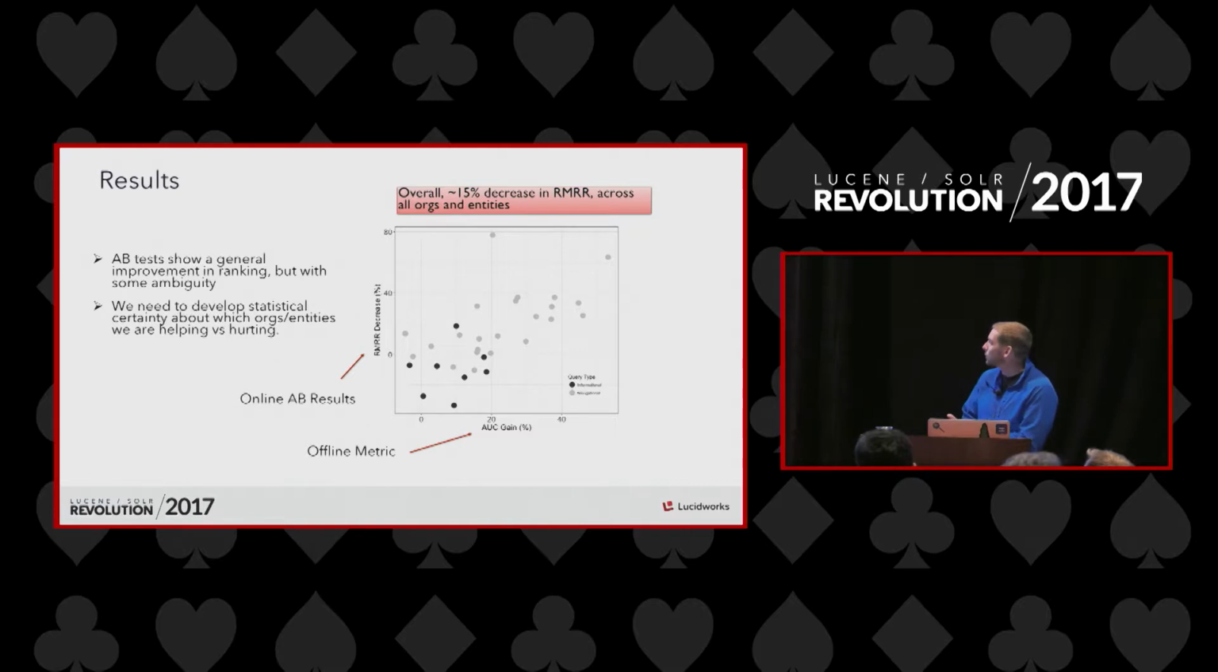But of course, we're mostly interested in how well it does online. And that's when things start to get a little bit murky. So what you're seeing here is a bunch of org entity pairs. So I told you our problem is sliced up into all these different pairs. And on the x-axis is how well the model does offline. And on the y-axis is how well that model did online in an A/B test. Overall, it did great, but there's definitely some ambiguity. Some don't look so good.